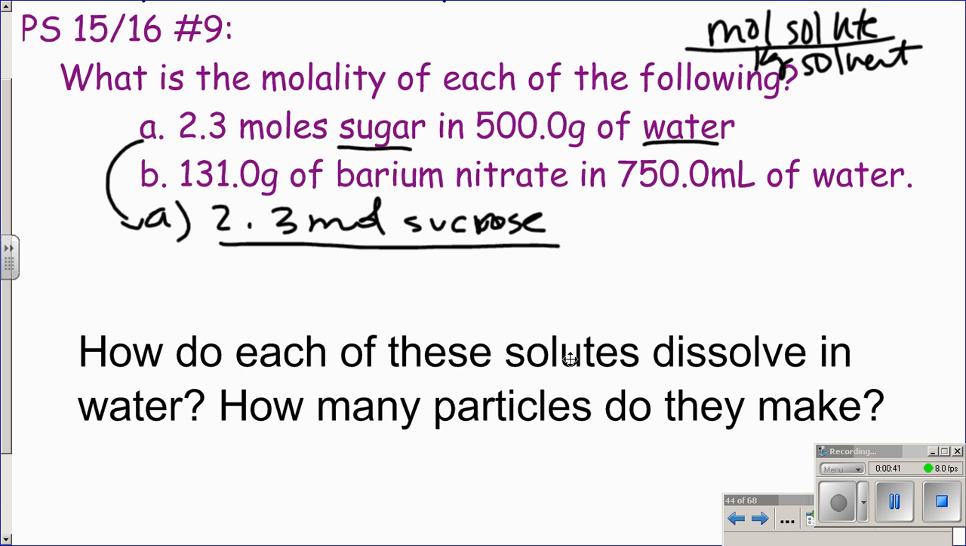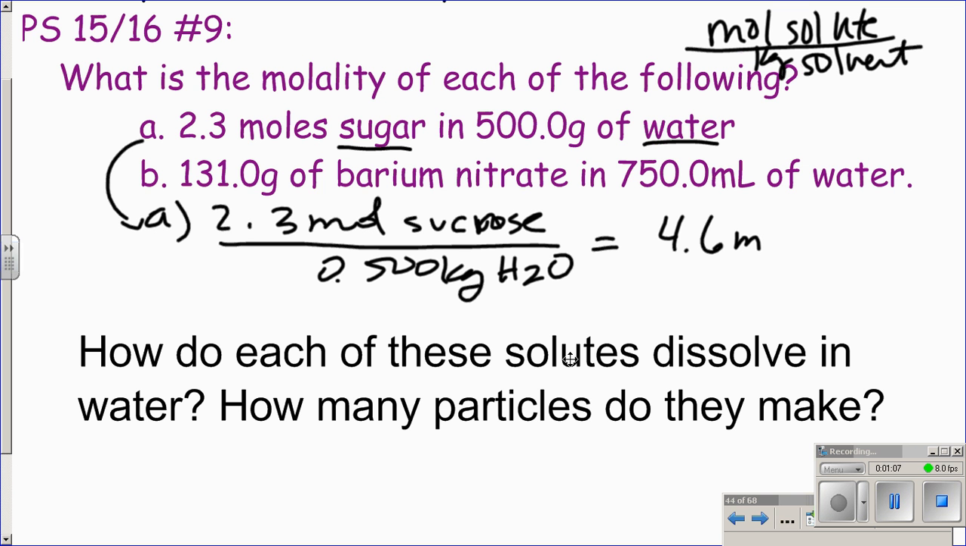And water has to be converted to what? So how do you convert? Divide by 1,000, so 3 decimals over, so that's 0.5 kilograms of water. So what's that molality? 4.6. You just multiply by 2 when you divide by 0.5. 4.6 molal. Okay. Is sucrose ionic or covalent?